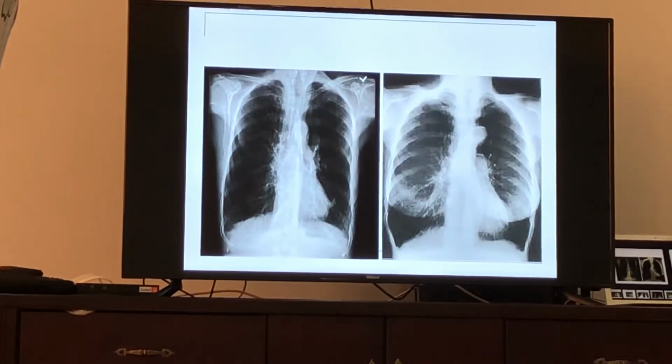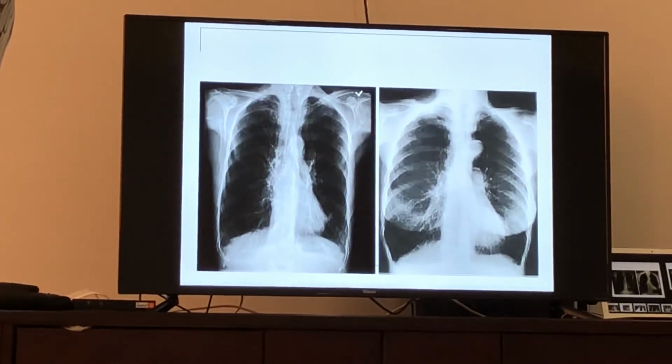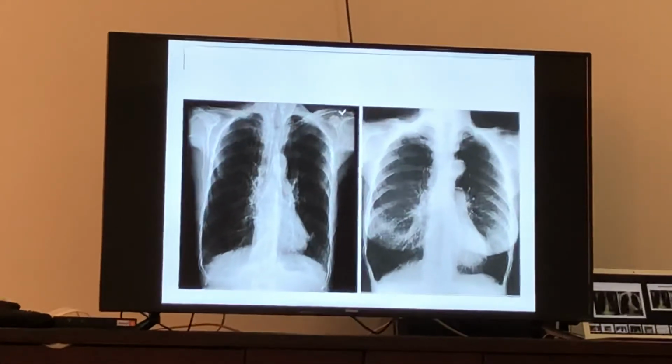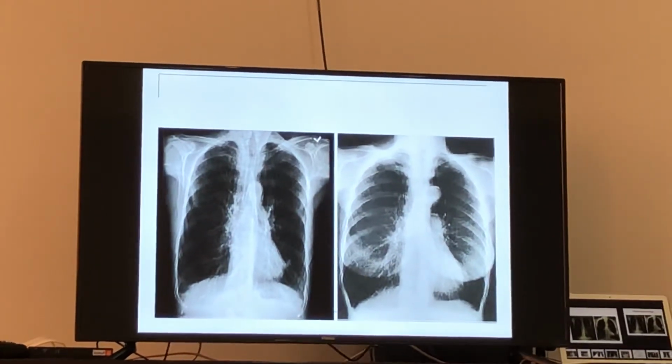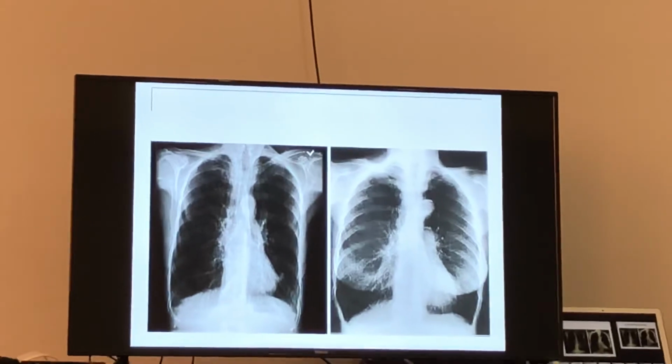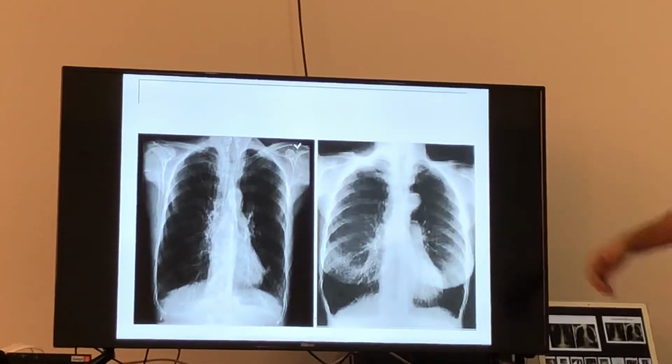This one, what does this look like? The ribs are there? It's not a good X-ray. Yeah, it's not, but in general, what does it look like?